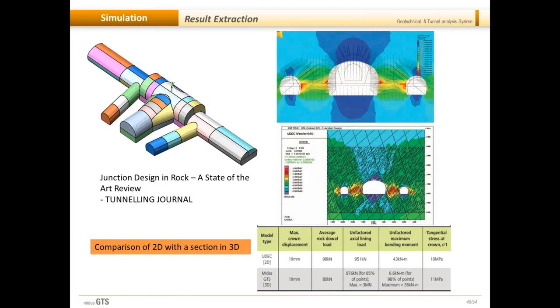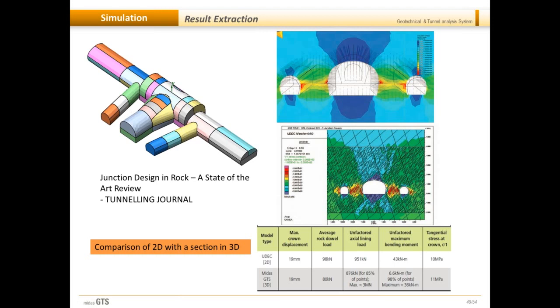Now I would like to draw your attention towards a comparison of 2D analysis with a section in 3D, and this comes from a real project which has been recently published in the Tunneling Journal, and here as you can see, it is quite difficult. If you have to do a 2D analysis, you would have to analyze this cross section at different locations. So this section is different from this section, and then there is a section and they are not perpendicular, so they are at an angle. So you have to analyze all different cross sections if you are dealing with just a 2D scenario.